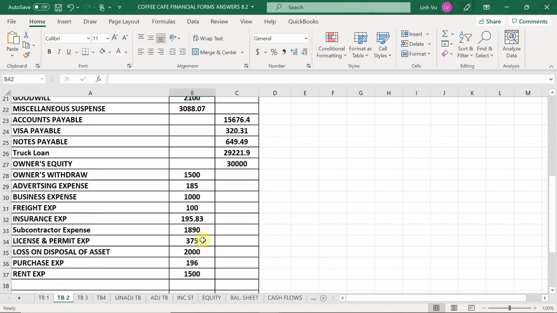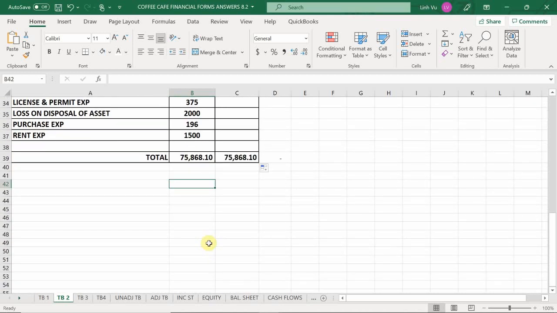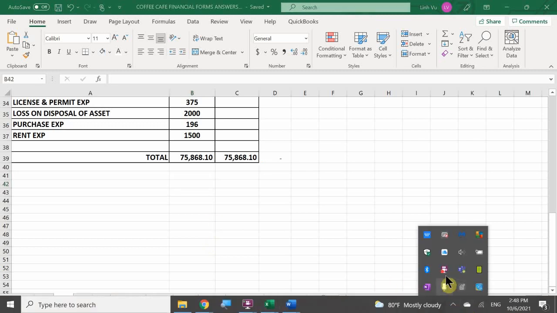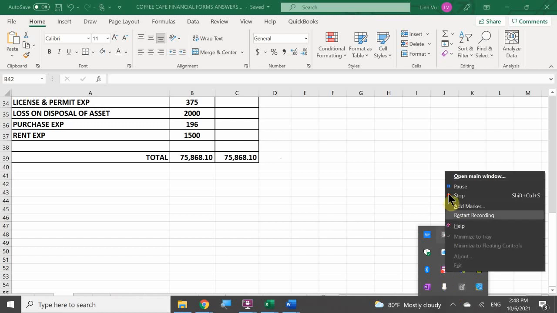So that means we did our accounting correctly. So file, save. I'm going to stop here. That's good. We didn't make any mistakes here.